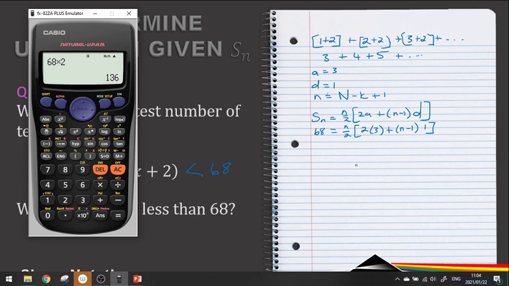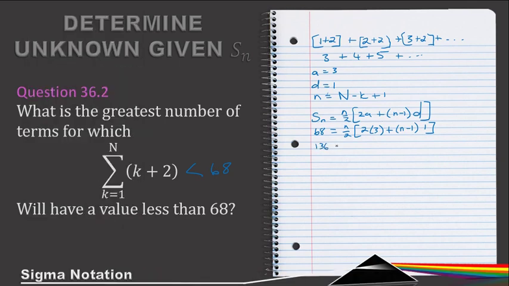We get 136 equal to n, and that's 6 plus n minus 1. Then multiplying the n, 136 equals n squared plus 5n. And then we put it in standard form: n squared plus 5n minus 136 equals 0. And then we substitute it into the quadratic formula.